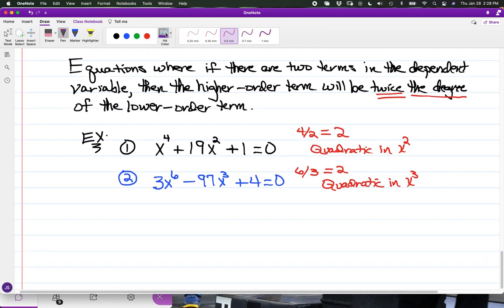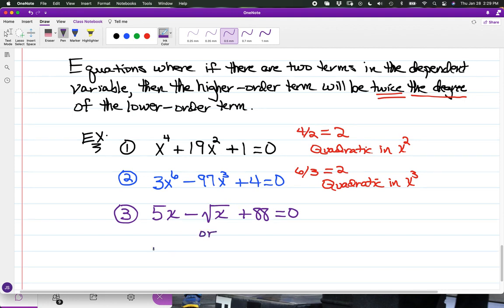Let's say that we have another situation, say 5x minus the square root of x plus 88 is equal to 0. Now we have 5x minus the square root of x plus 88 is equal to 0.